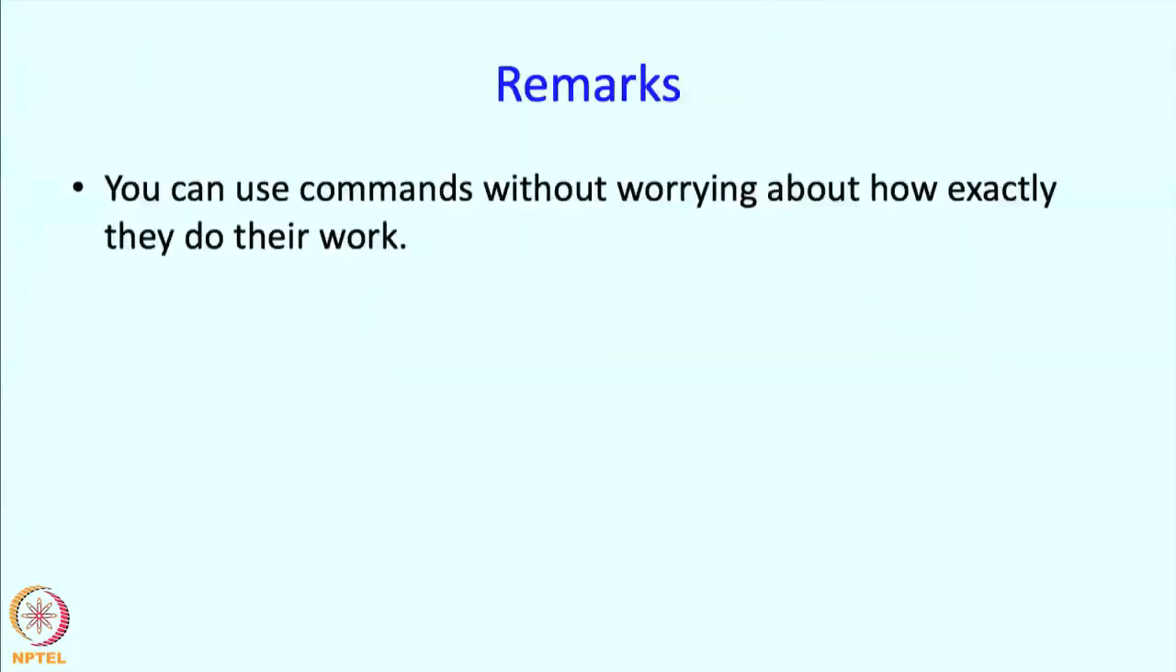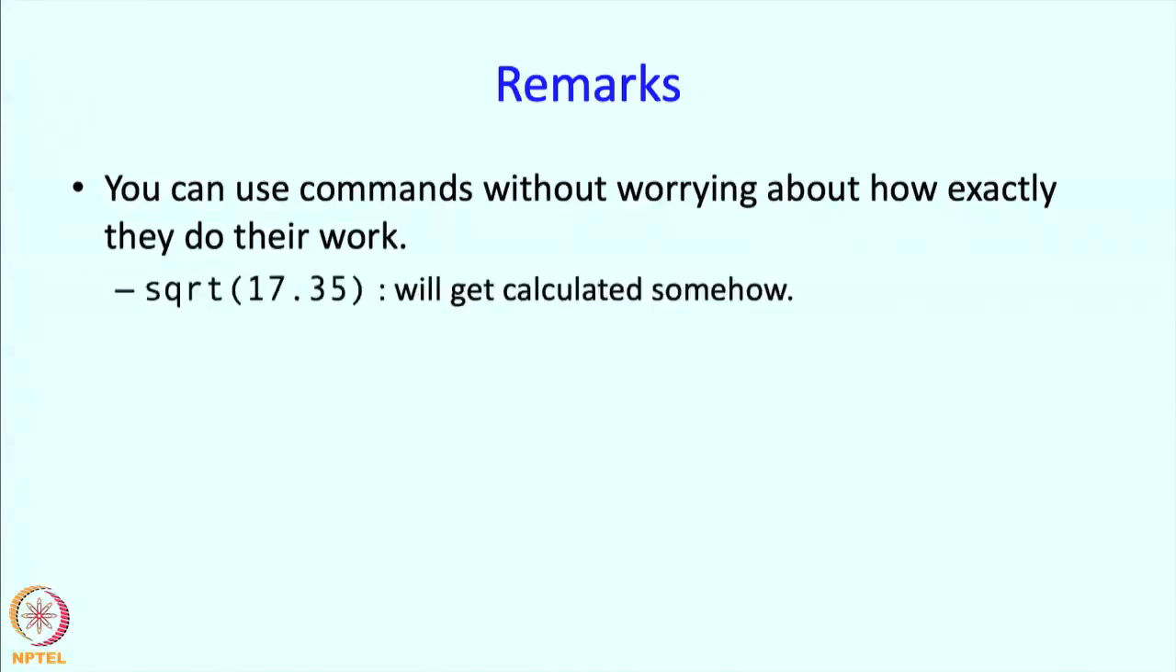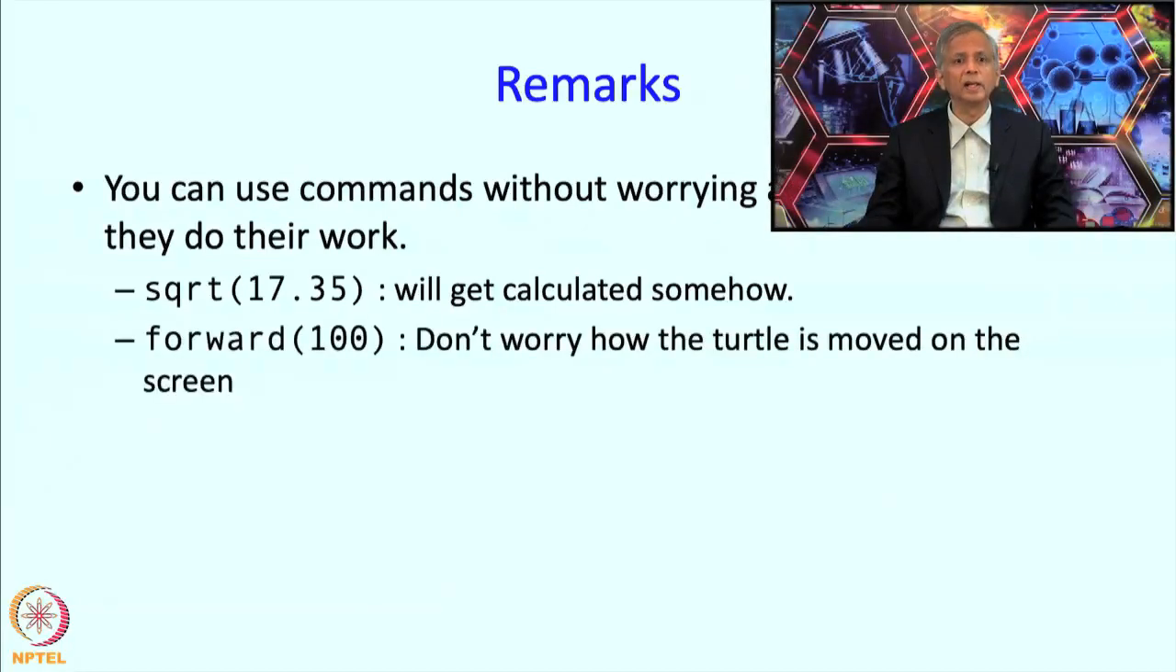Okay, so some remarks. Now, you can use commands without worrying about exactly how they do the work. So if I write square root of 17.35, or indeed whatever number, it will get calculated somehow. You don't have to worry about it. The computer knows already how to calculate square roots. Similarly, when I say forward 100, the computer already knows how to move that triangle forward 100. So you don't have to worry about exactly in which direction it is, and so on. So that's the point of what happens when we talk about a command. It promises that it will do something, and you don't have to worry about how that something is actually done.